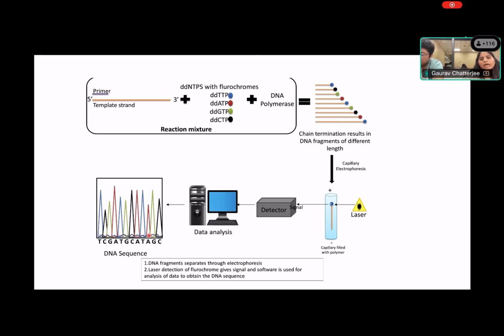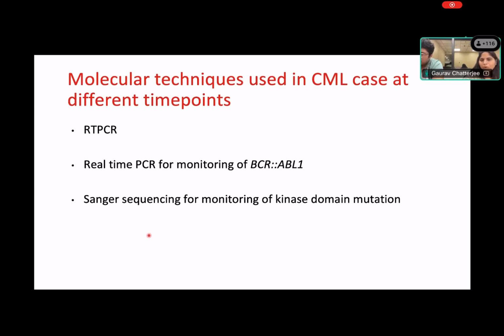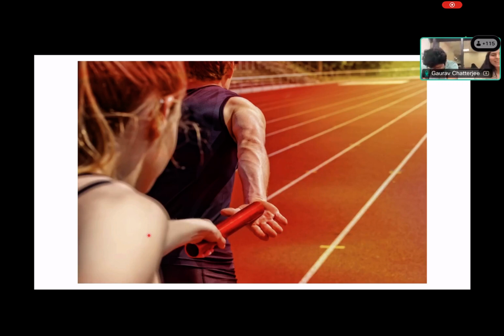Okay. So in this case, of a CML case at the diagnostic time point, we use RT-PCR. For monitoring, we used real-time PCR. And when this patient had an increasing trend of BCR-ABL, we went ahead and did kinase domain mutation testing by Sanger sequencing. So this was case 1. If any of you have any questions, we can address that. Otherwise, I'll pass the baton to Dr. Gaurav for the next case and explaining the next.